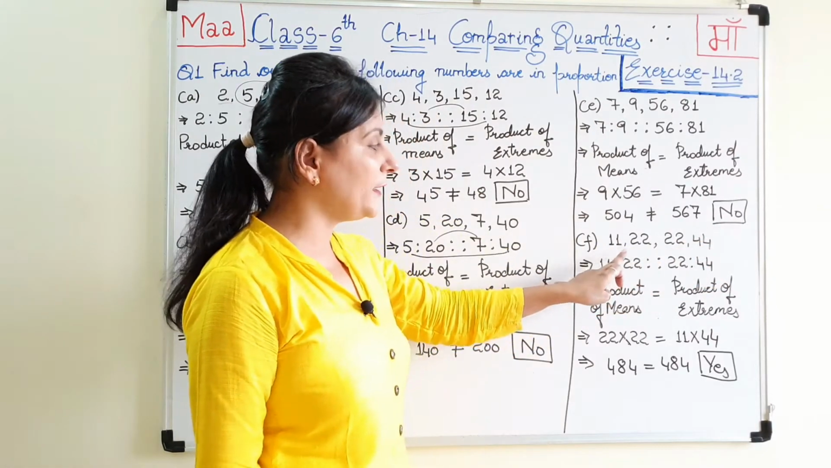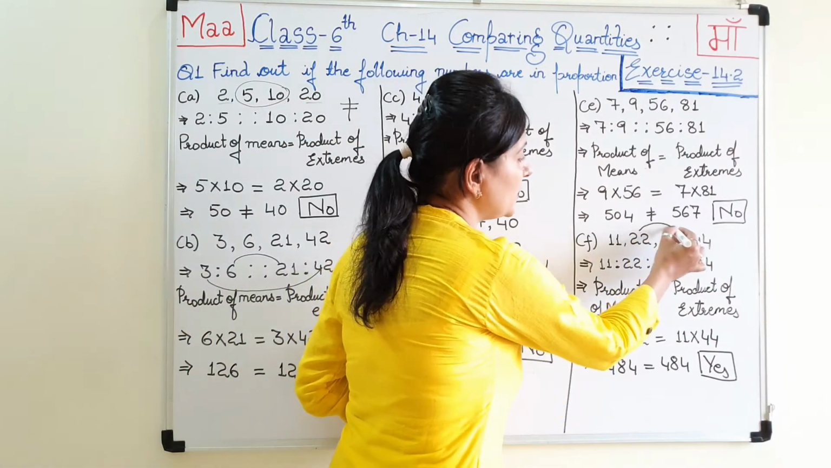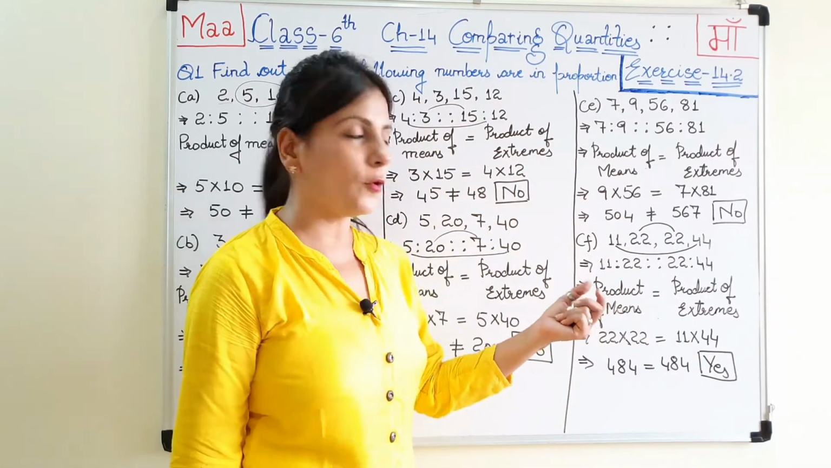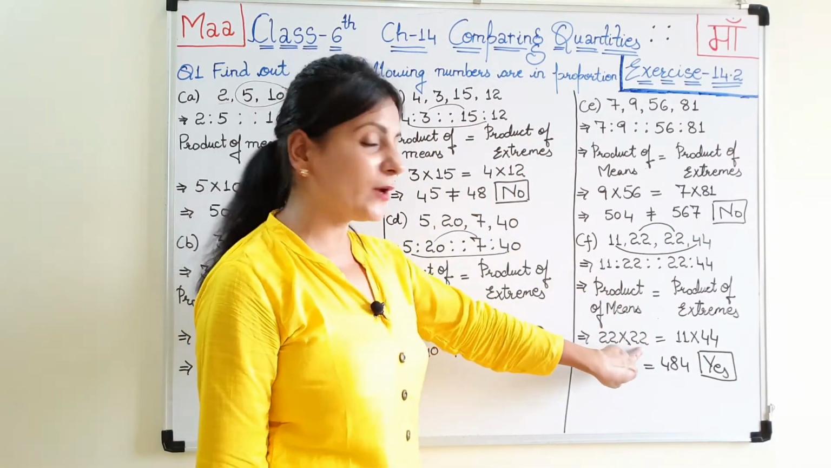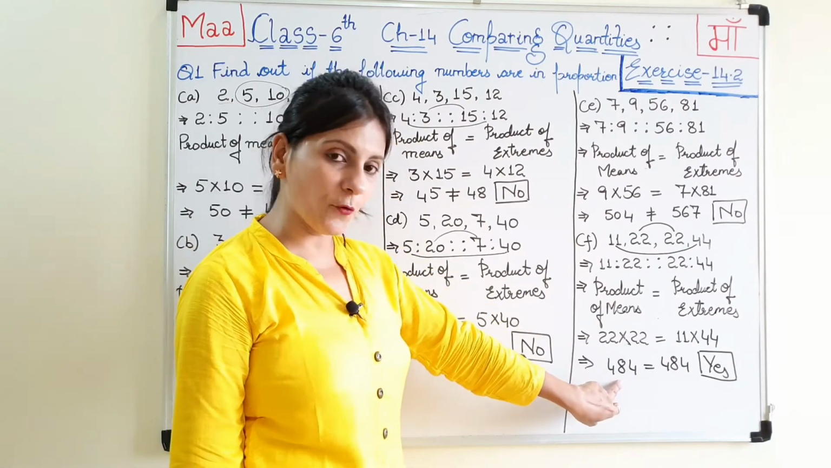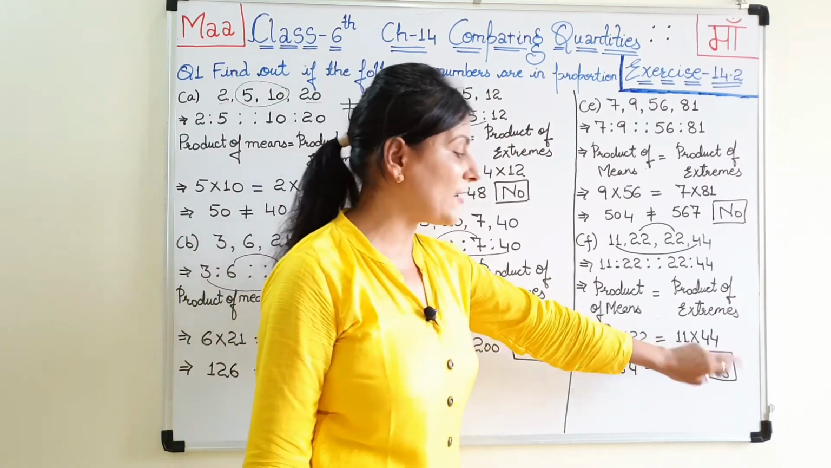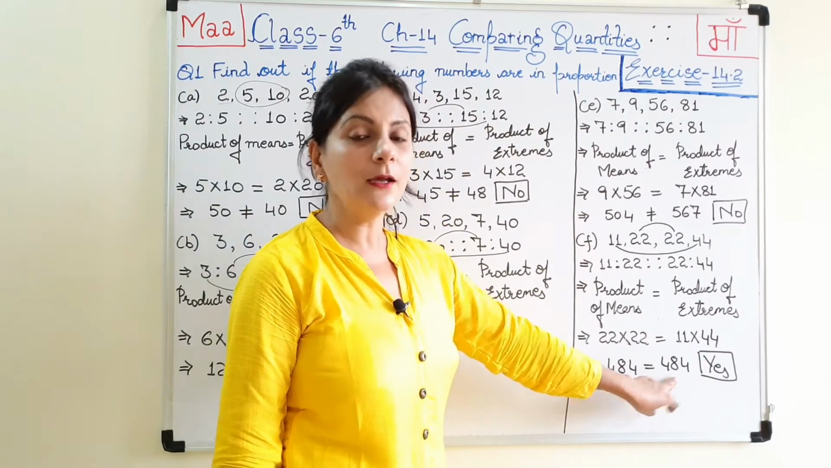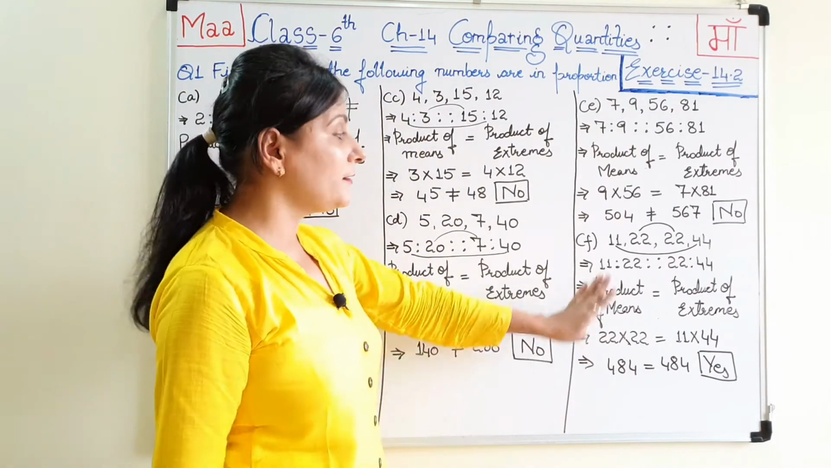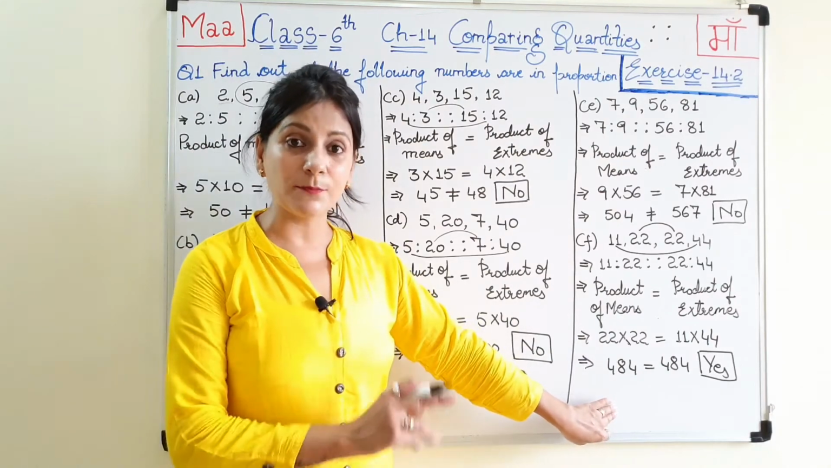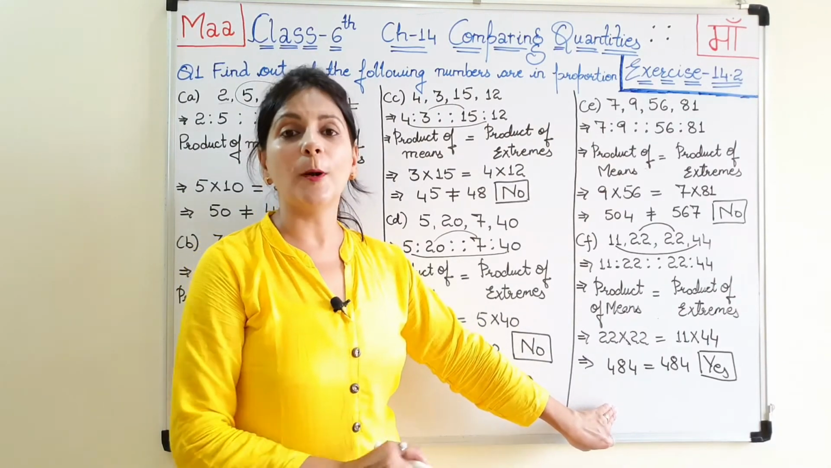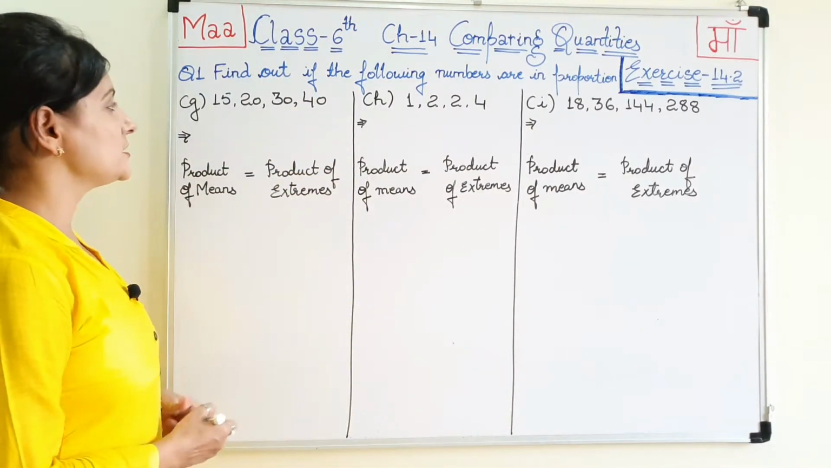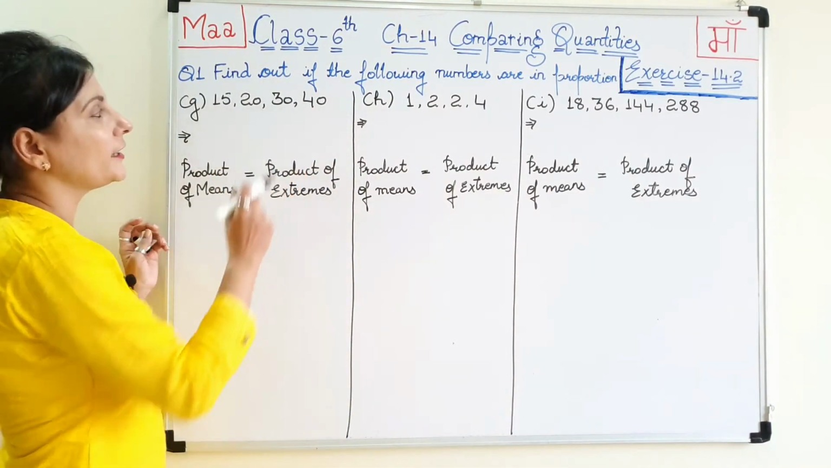Move on to F part. Here the mean values are 22 and 22 and extreme values are 11 and 44. So when you multiply 22 and 22, you will get the result as 484, and when you multiply 11 and 44, there also you will get the result as 484. So both the sides are similar in F part. That means yes, they are in proportion. Got it, students?